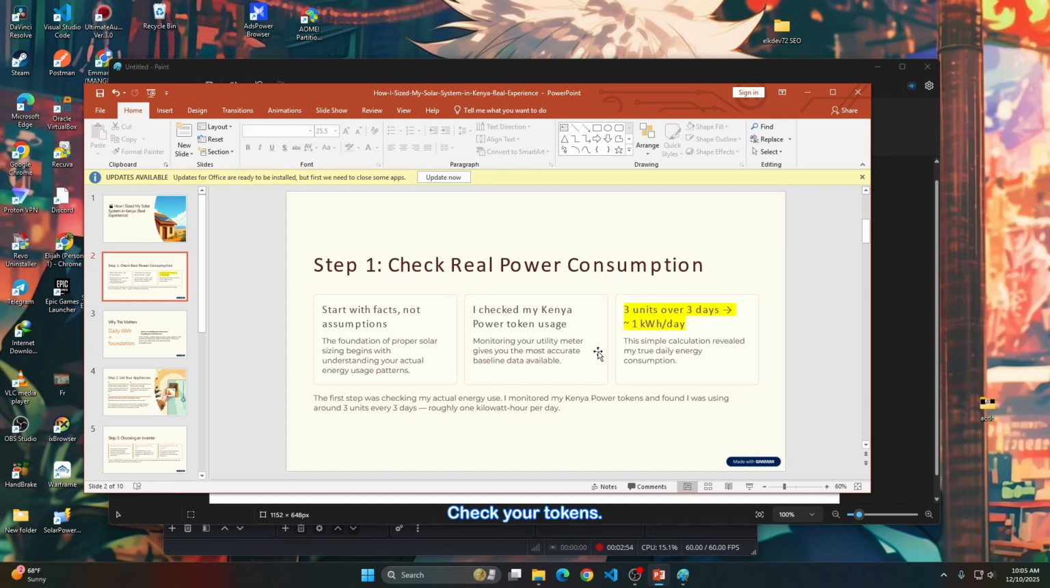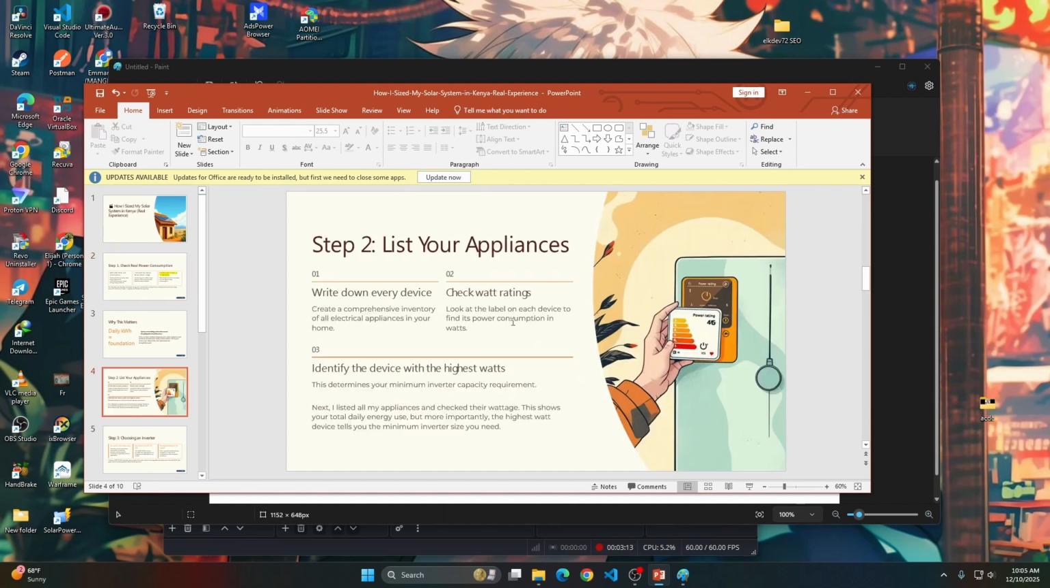Check your tokens. If you divide the tokens by the number of days, you'll get how many kilowatts you're consuming in a day. So the first step is to check the real power consumption. After checking our real power consumption, let's go to the appliances now.